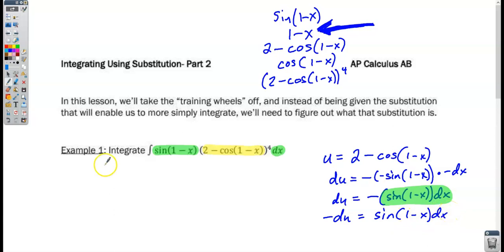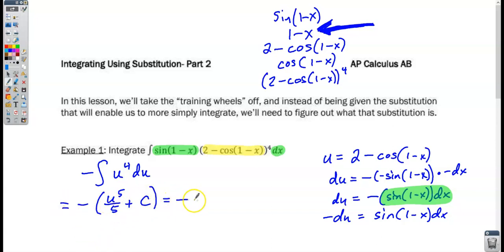and turn this into the opposite of the integral of u to the fourth du. So it looks like that was a great substitution for us. Now we're going to find the antiderivative. The antiderivative of u to the fourth is u to the fifth over 5 plus c. And then we're going to go ahead and distribute the negative sign and bring u back.